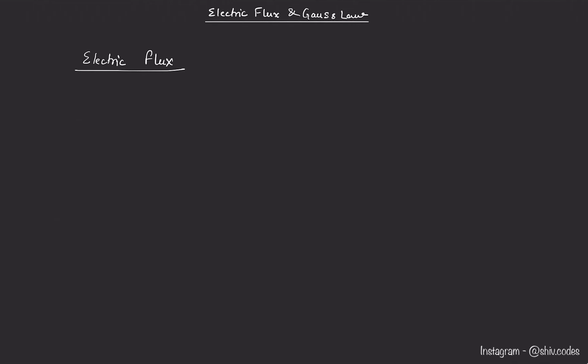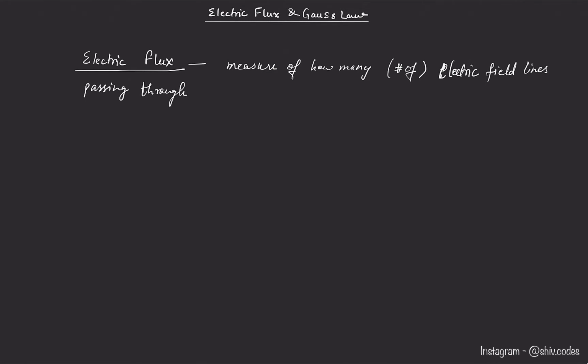Electric flux is kind of a measure of how many, or the number of, electric field lines passing through a given surface. So basically flux is denoted by a symbol phi.